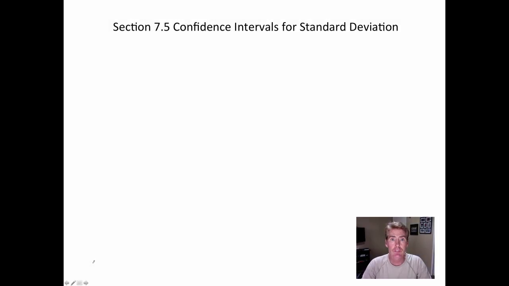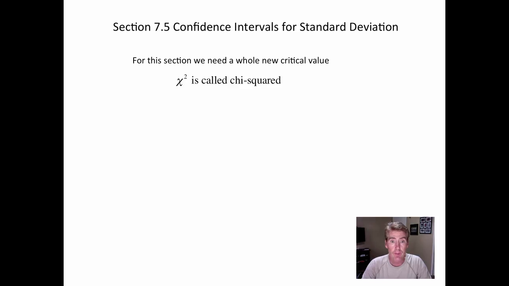Well, here we are at the end of chapter 7. We've got just one more section on confidence intervals, this time for the standard deviation. For this section, we're going to need a whole new critical value. It is called chi-squared. So take a look at this word right here.